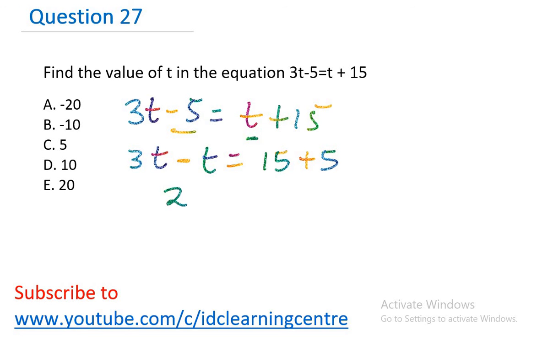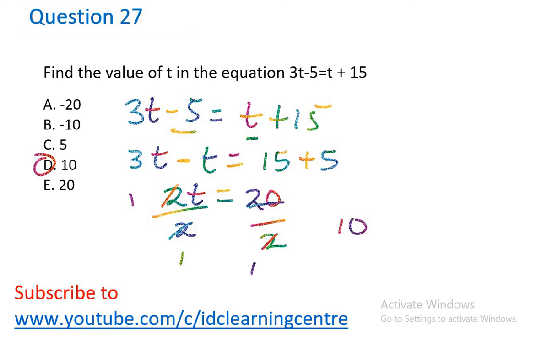3t minus t is 2t. 15 plus 5 will give me 20. Divide both sides by 2. 2 here 1, 2 here 1. 2 here 1, 2 into 20 is 10. The value of t is 10, which is D.